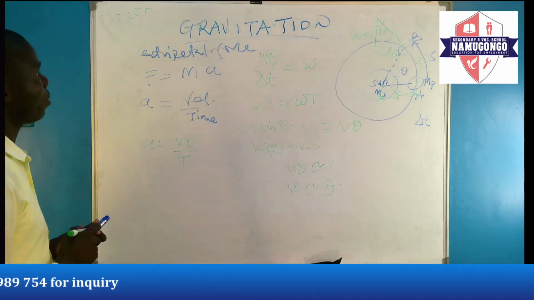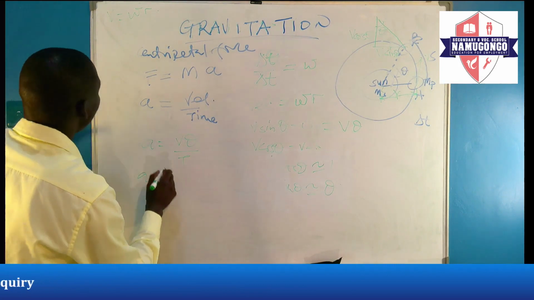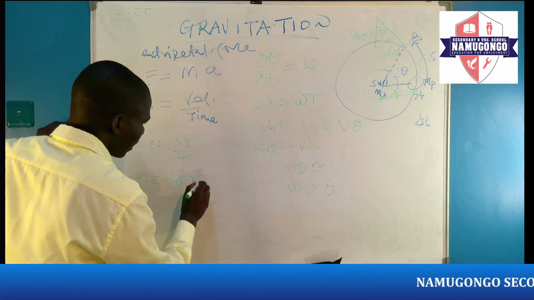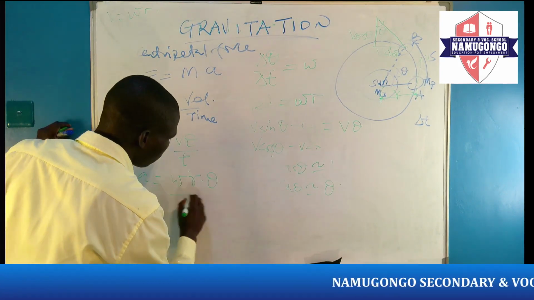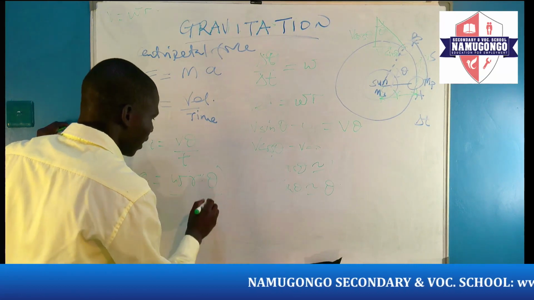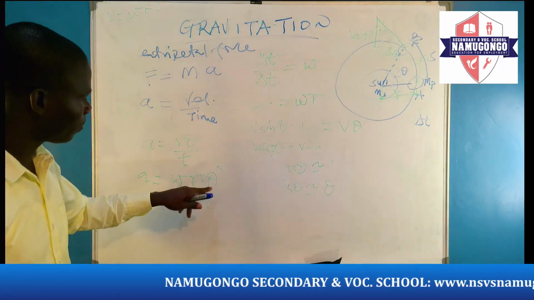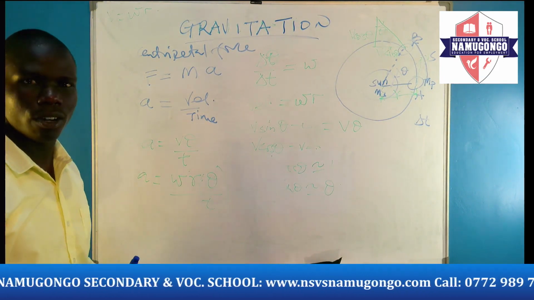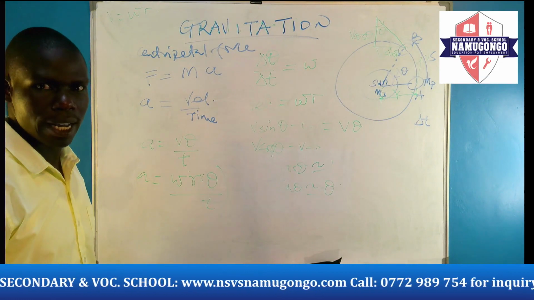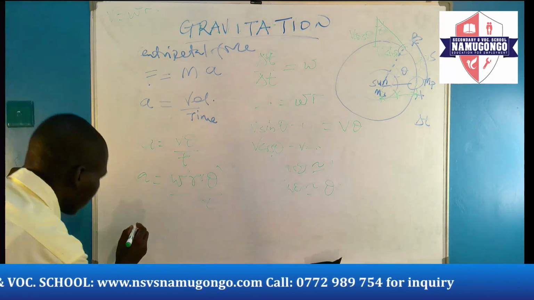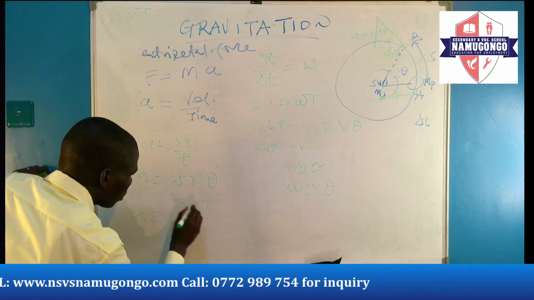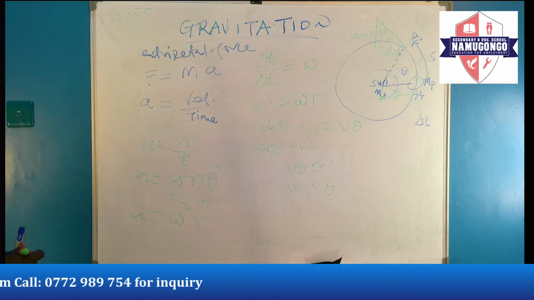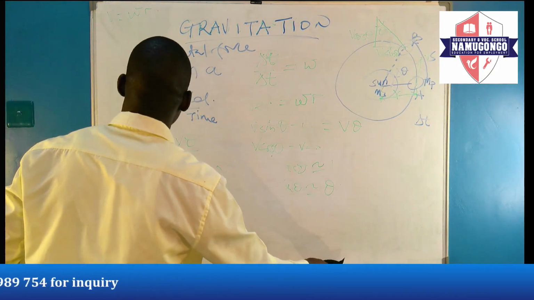And our expression for v is omega r. So we shall have omega r times theta divided by time, where theta over t is also omega, the angular velocity, the rate of change of the angle of revolution for a body moving in a circular path. So a will be omega squared r, because v is omega r. That is our centripetal acceleration.